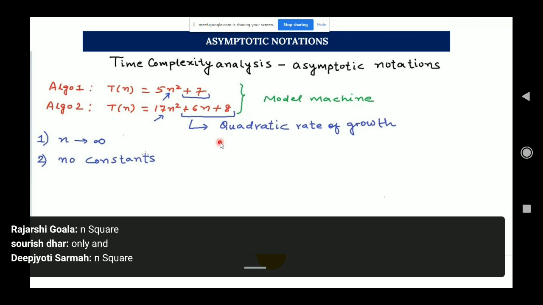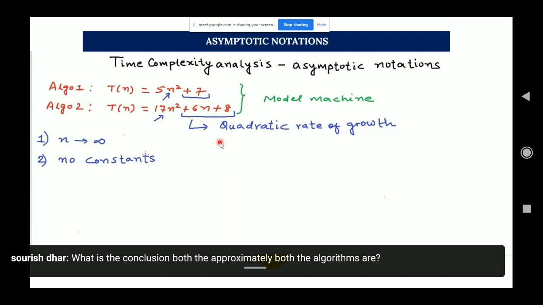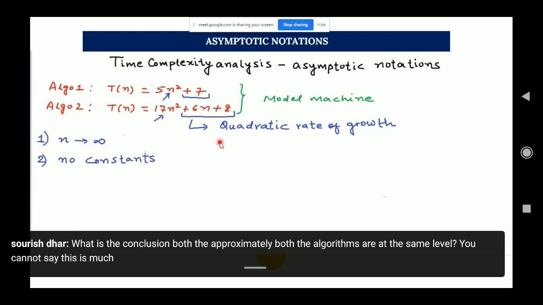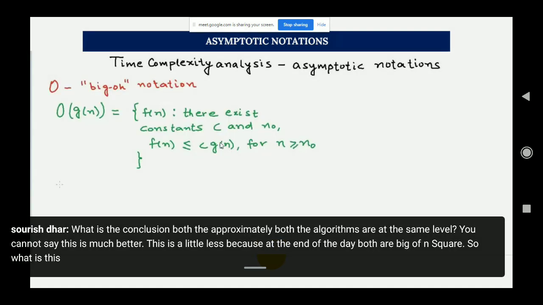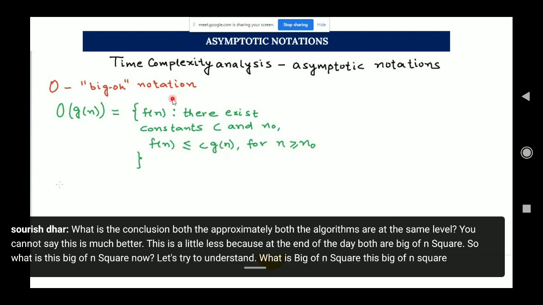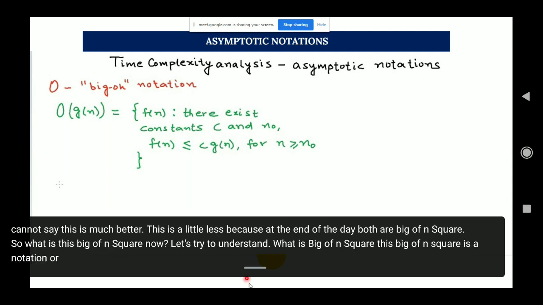So what is the conclusion? Approximately both the algorithms are at the same level. You cannot say this is much better and this is a little less, because at the end of the day both are big O of n square. So what is this big O of n square? Now let's try to understand it. Big O of n square is a notation, an asymptotic notation.